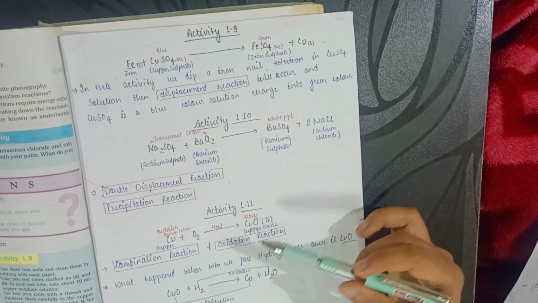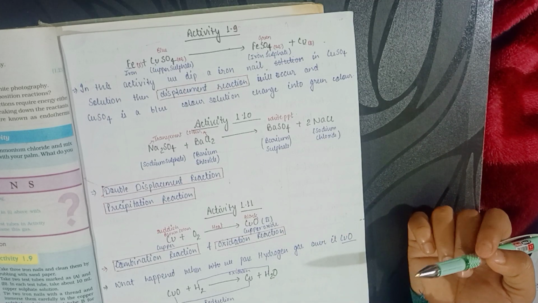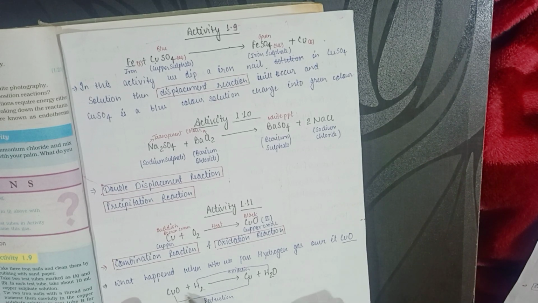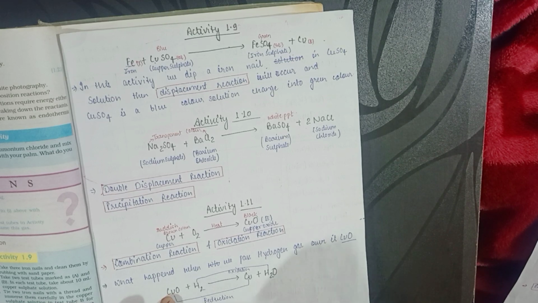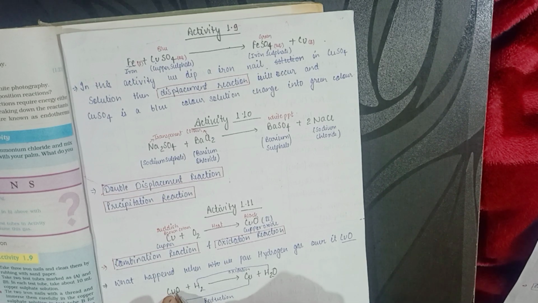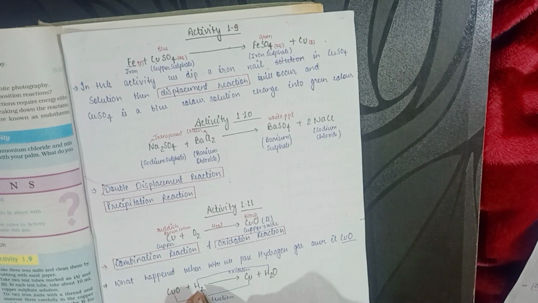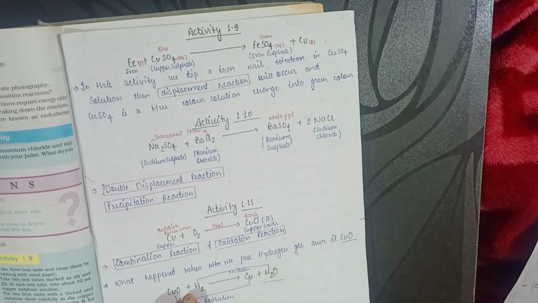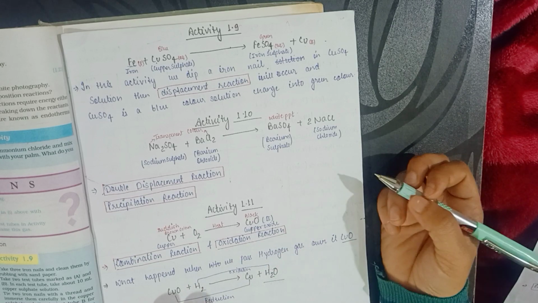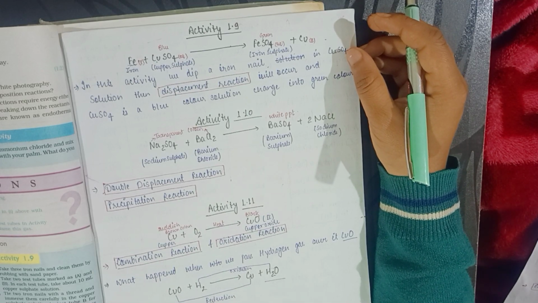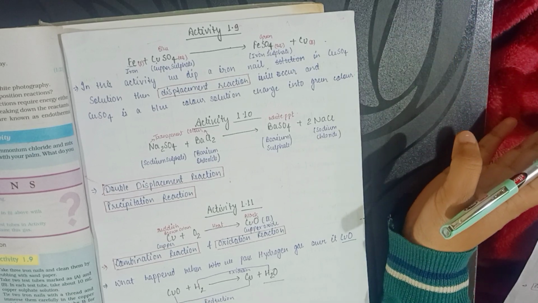Now what happens when we pass hydrogen gas over CuO, copper oxide? When we pass the hydrogen gas over copper oxide, it forms copper plus H2O, and here the copper oxide is reduced. Here the reduction takes place because oxygen is removed from the copper oxide and H2 reacts with oxygen to form water, so that is an oxidation reaction. If we summarize the oxidation and reduction reaction, an oxidation reaction is a reaction where oxygen is added, and where oxygen is removed is known as a reduction reaction.